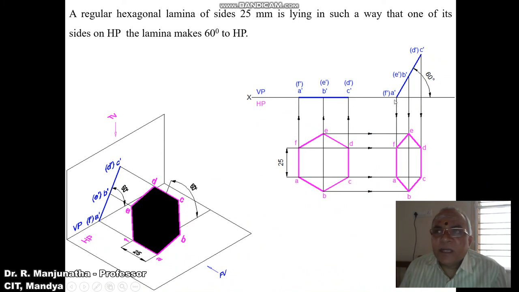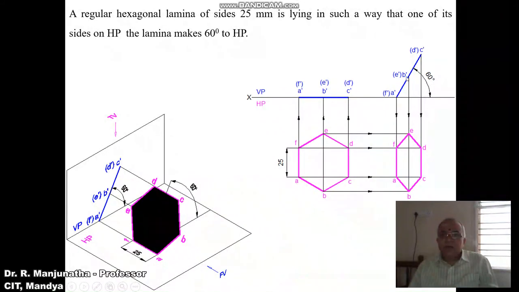And as we see that both A dash, F dash and C dash, D dash are parallel to HP, we're getting the true length here, AF and CD. As we see, A dash, B dash and B dash, C dash are inclined to HP, so we're getting apparent length AB and BC. Similarly, D dash, E dash and E dash, F dash are both inclined to HP. So that is the reason why you are getting the apparent length here.